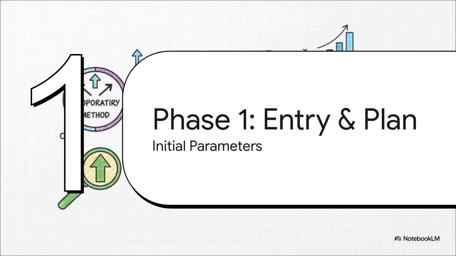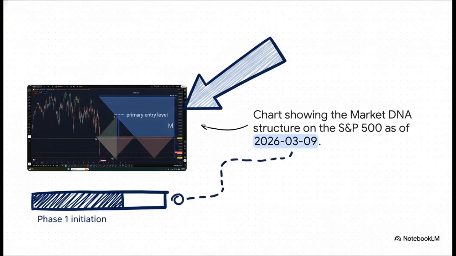Okay, let's start at the beginning with phase 1, the entry and plan. This is where the whole thing kicked off. It's where the initial setup and all the key parameters were defined for this cycle. So check out this chart from March 9th, 2026. You can see right there, the S&P 500 price touched a key point labeled M. According to the method, M is the primary entry level. That contact is what officially started the clock on phase 1 of this documented cycle.